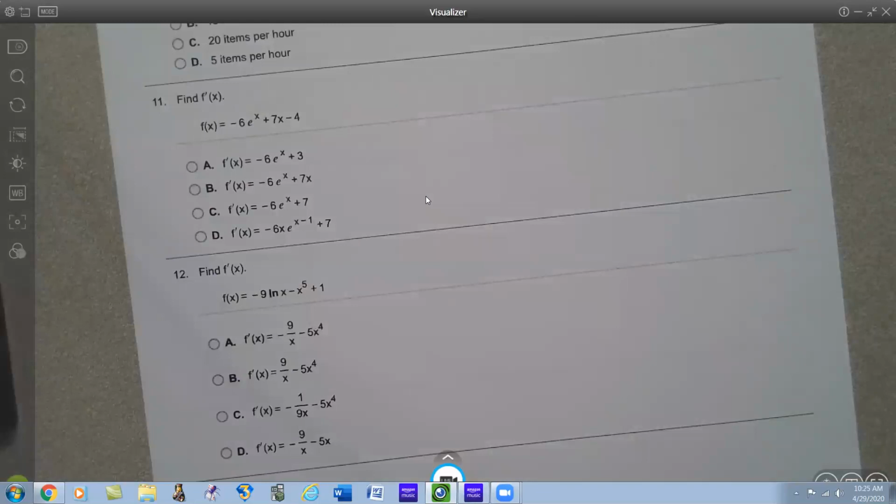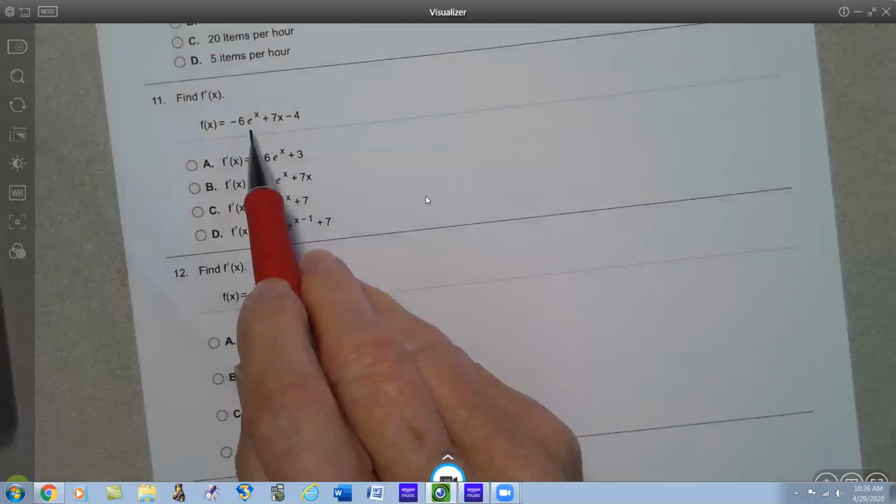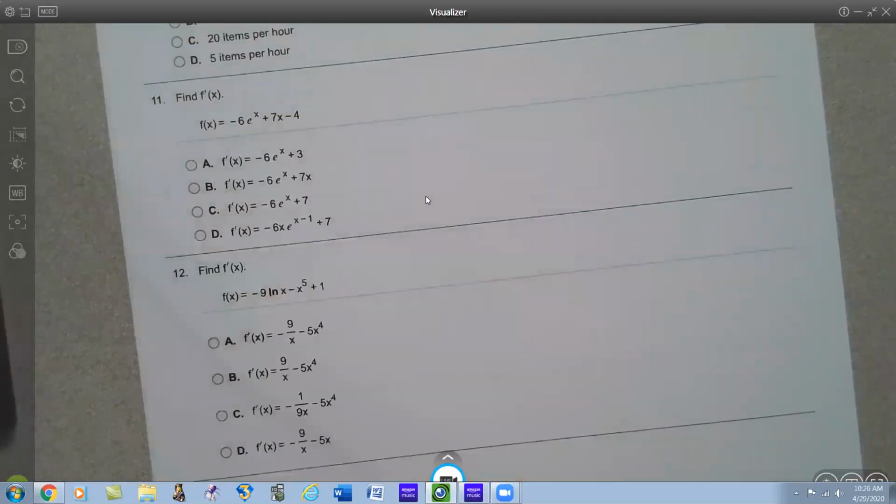Remember, e to the x is its own derivative. So for the first term here, it would just be -6 e to the x. The derivative of the next term would be 7. The constant falls off. So the one I would choose here, once my pen moves, I would choose C.